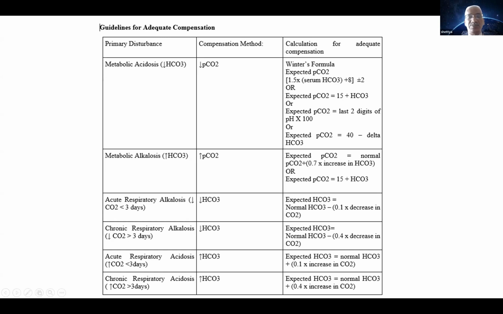And that works here too in metabolic acidosis: 15 plus bicarbonate. So in respiratory disorder, in acute respiratory acidosis or alkalosis, for every 10 change in PCO2, bicarbonate changes by 1. So in other words, if the PCO2 goes up from 40 to 50, you expect the bicarbonate to go up by 1. But if it is a chronic respiratory disorder, if the PCO2 goes up by 10, bicarbonate will go up by 4. We see this in chronic carbon dioxide retainers, like in COPD. You will see that their bicarbonate level is always high.